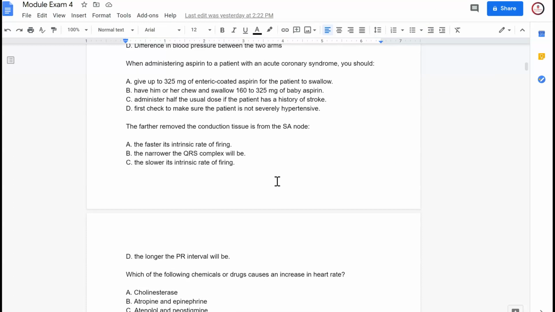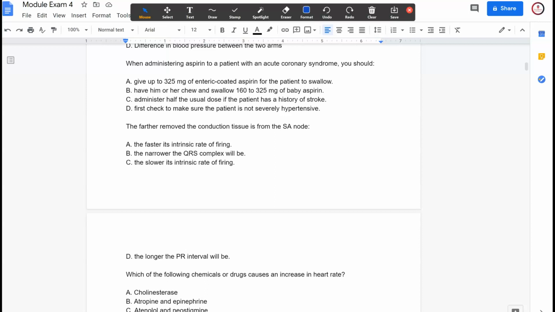All right, more questions about aspirin, which is a BLS skill, which really should have been easy for you guys. I thought that was kind of a giveaway. When administering aspirin to a patient in acute coronary syndrome, you should give up to 325 enteric-coated aspirin for the patient to swallow. We don't swallow aspirin, we chew, right? We're savages here in the streets. And we also don't use enteric-coated because this delays absorption. So, not that one. Have him or her chew.